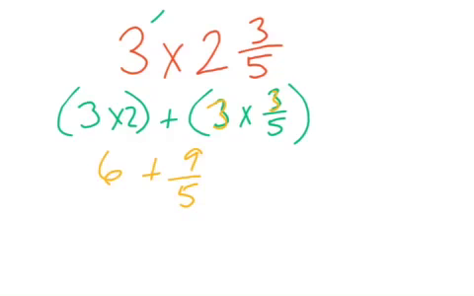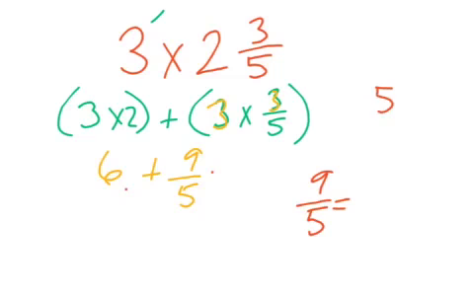Now I can't add these two yet because I have a fraction and I have a whole number and those don't correlate. So what I have to do is change my fraction into a mixed number and then add it to my whole number. So I'm going to change 9/5 into a mixed number.